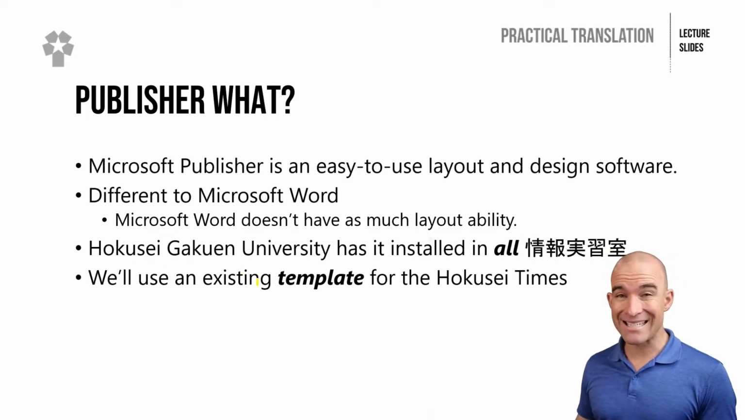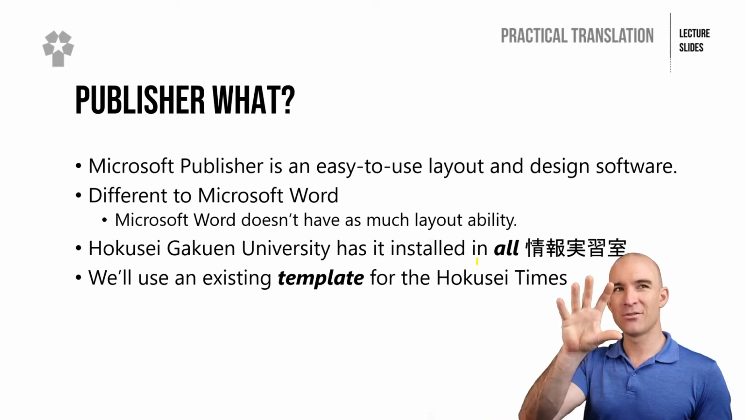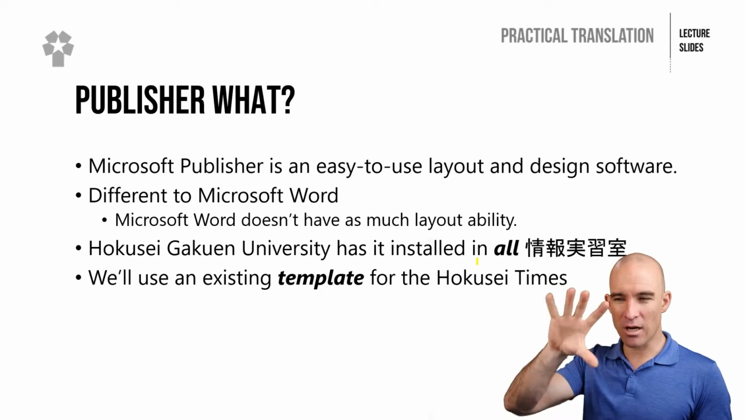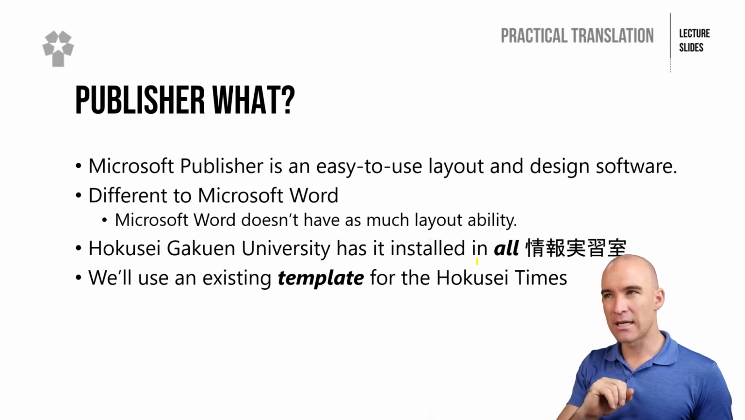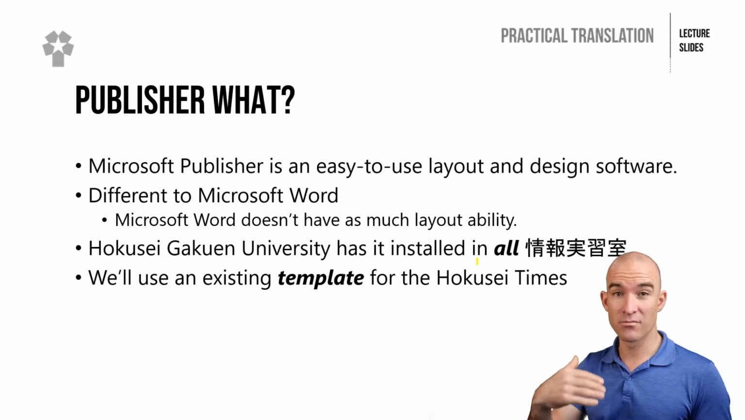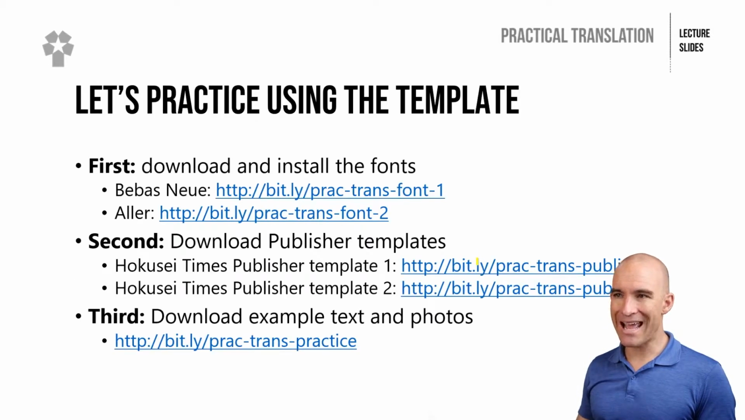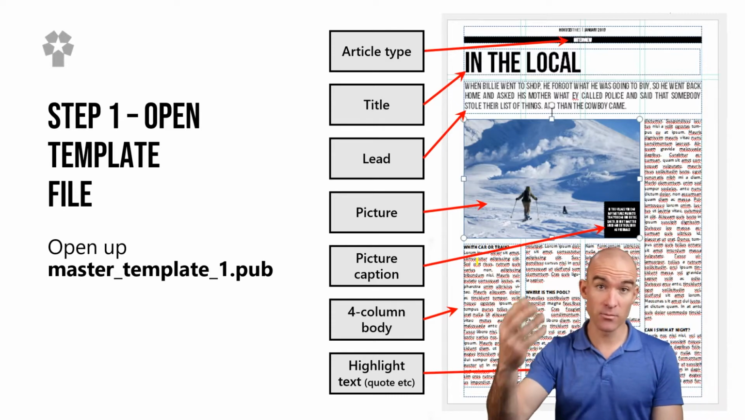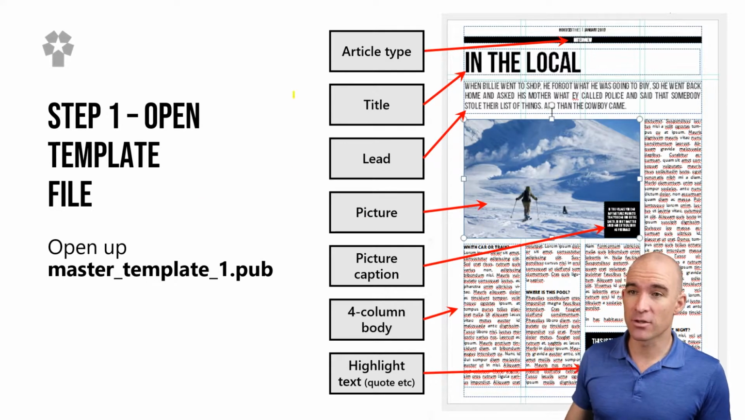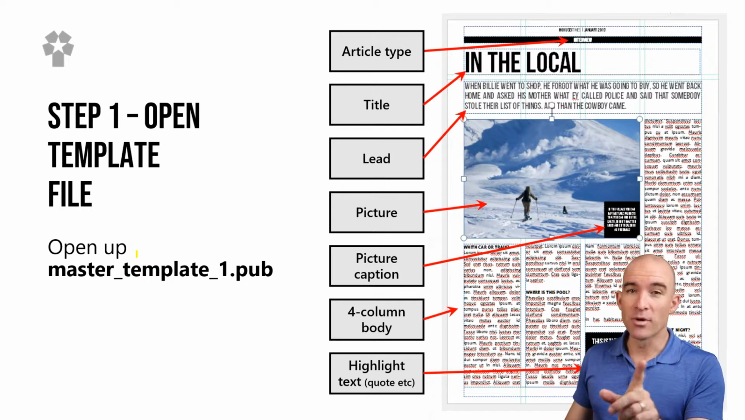And we'll use an existing template for the Hokusei Times. So you don't have to create your own layout. You'll edit and adjust the existing template layout, but you don't have to create it from nothing. So let's have a quick look at the template. I'll just quickly run through it, and then we'll actually open up Publisher and have a look. So we'll go back in a moment and open it up.